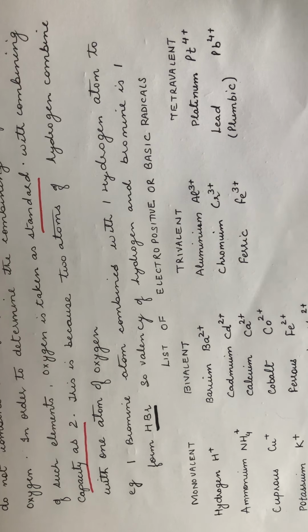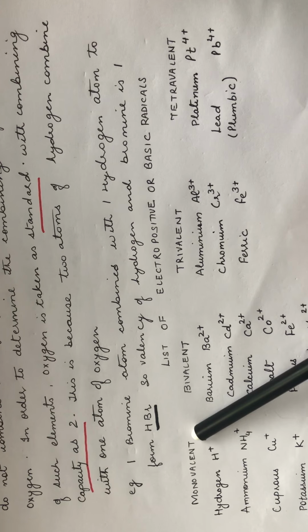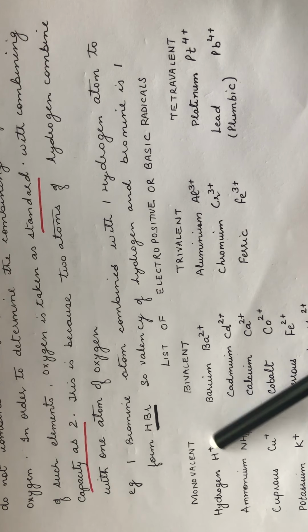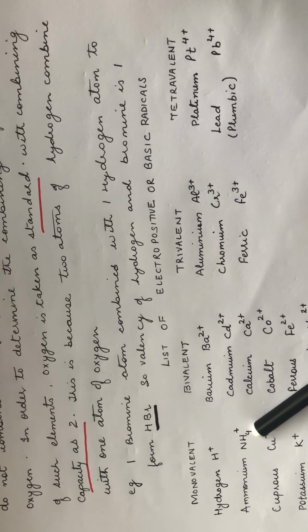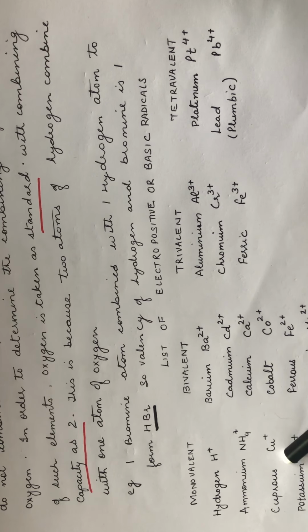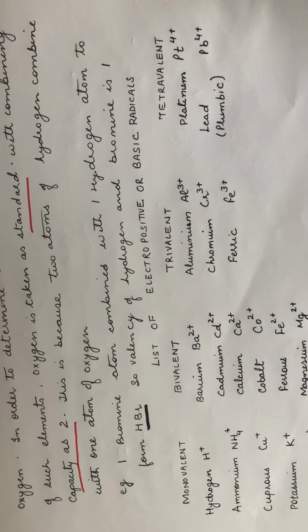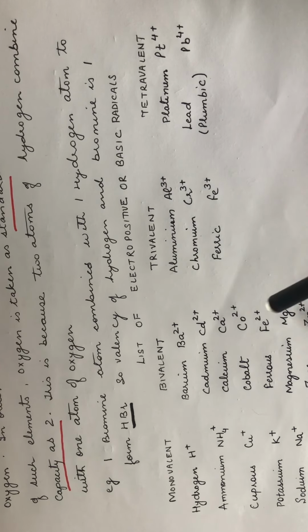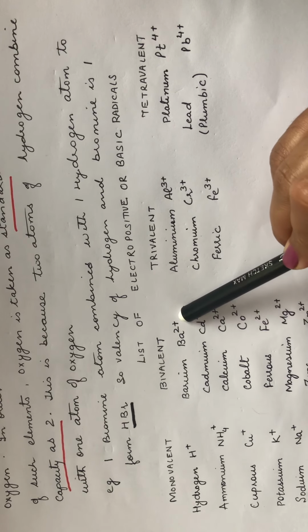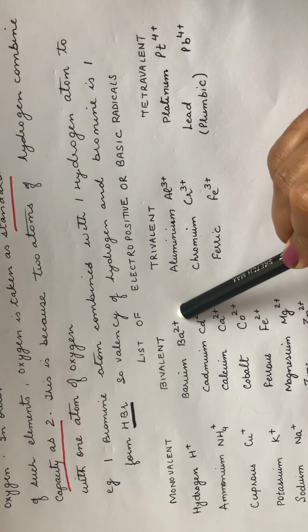So here is a list of ions having charges. Monovalent ions, whose valency is 1: hydrogen is positively charged cation, ammonium is having positive charge, cuprous is having positive charge, sodium is having positive charge. And the bivalent ones are having two positive charge, that means they have lost two electrons. These are also known as cations.